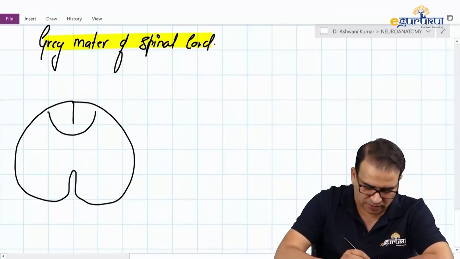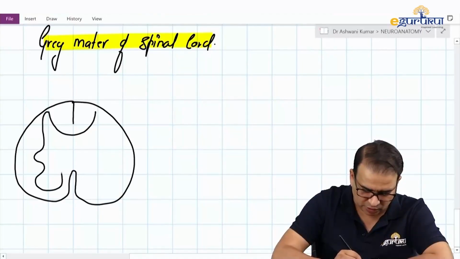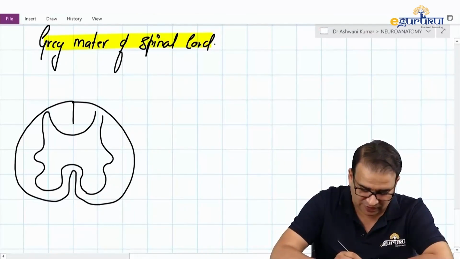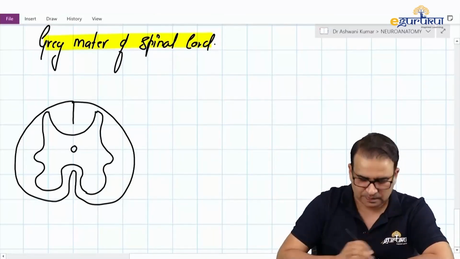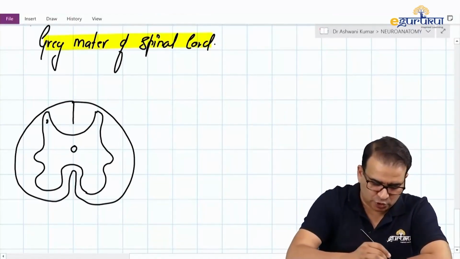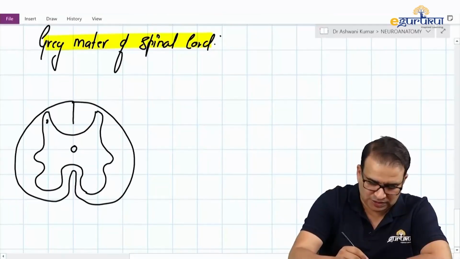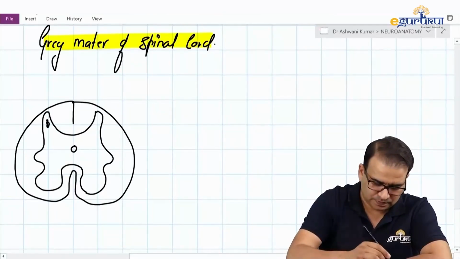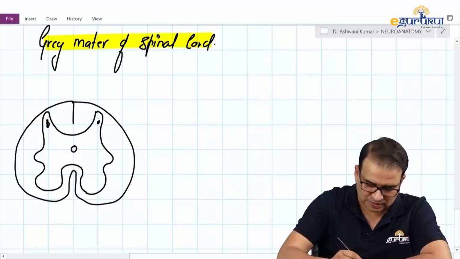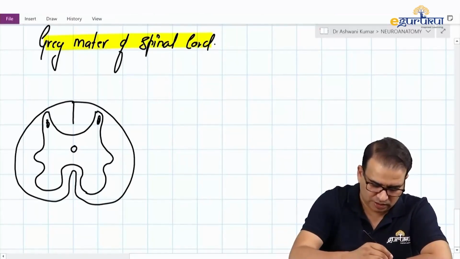Here is a dorsal horn. At some places we have a lateral horn, and of course this is a ventral horn. I'm purposefully drawing this gray matter a little large so that I can clearly mark the nuclei inside. It may not be as large as it looks in this picture everywhere. Just make sure when you draw it, guys, you should be able to show these horns. There is a dorsal horn, ventral horn.